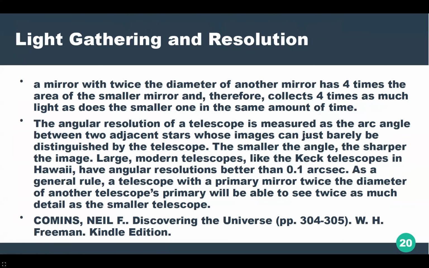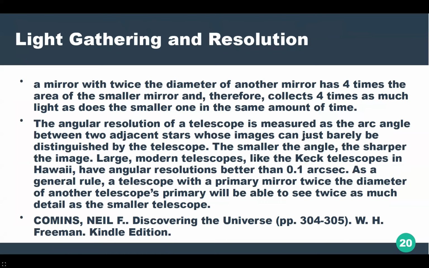A mirror with twice the diameter of another mirror has 4 times the area of the smaller mirror and therefore collects 4 times as much light as the smaller one in the same amount of time. The angular resolution of a telescope is measured as the arc angle between 2 adjacent stars whose images can just barely be distinguished by the telescope. The smaller the angle, the sharper the image.